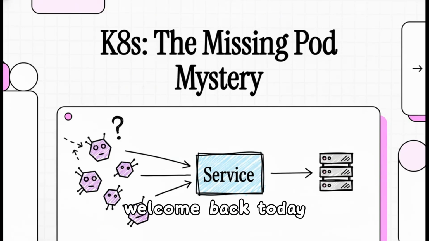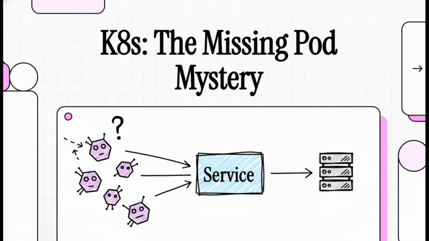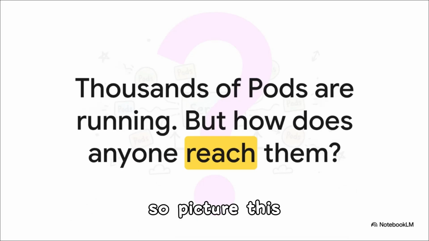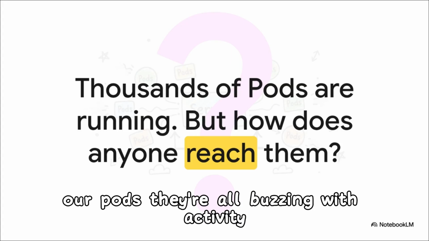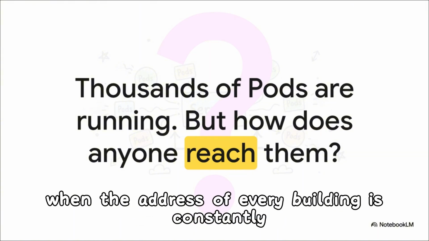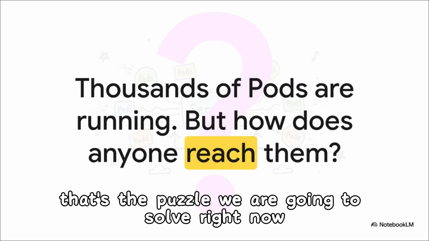Welcome back. Today, we are diving into a real head-scratcher in the Kubernetes world. It's kind of like a detective story, and we're calling it The Mystery of the Missing Pod. So, picture this. You've got this massive digital city running thousands of tiny little applications, our pods. They're all buzzing with activity. But how in the world does anyone find the right one? How do you send a message when the address of every building is constantly changing? That's the puzzle we are going to solve right now.